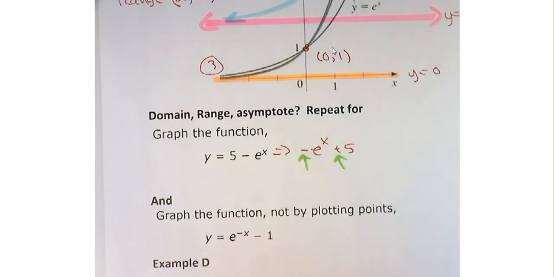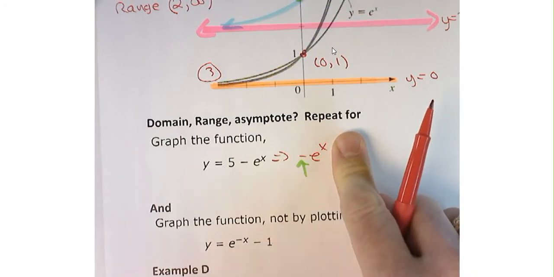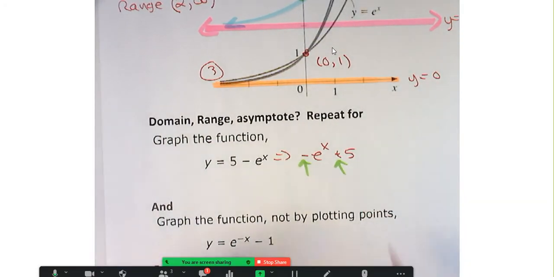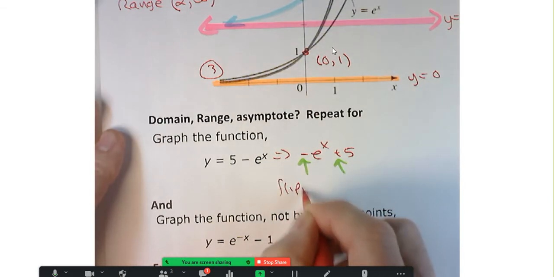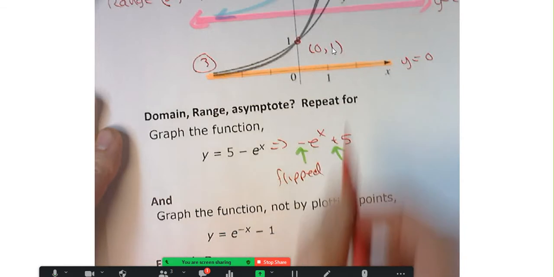Here and here. What's that negative going to do to the graph of our function? So forget the 5. Just concentrate on the negative. Flip it over the x-axis. Good. It's going to flip it over the x-axis. Perfect. So it flips over the x-axis, and then the 5 does what? That's going to shift it vertically. Yeah, up 5.